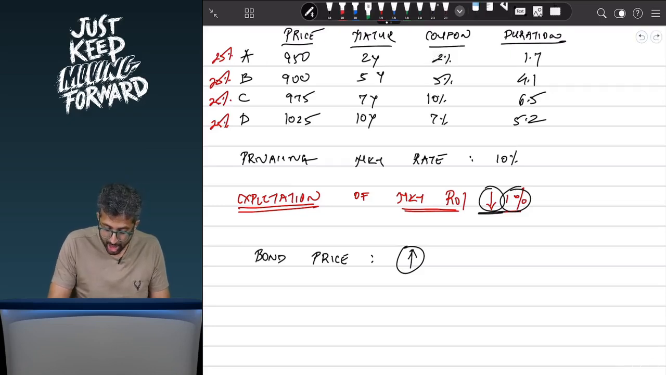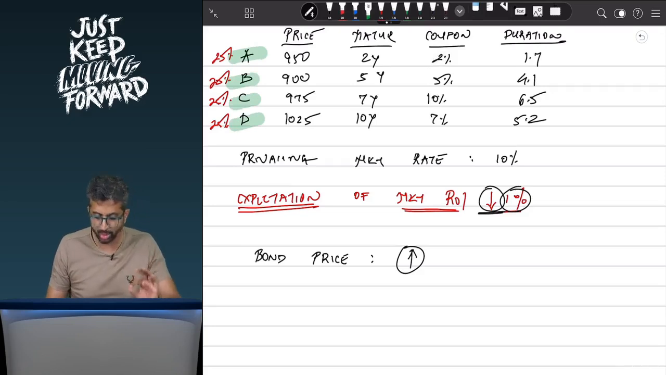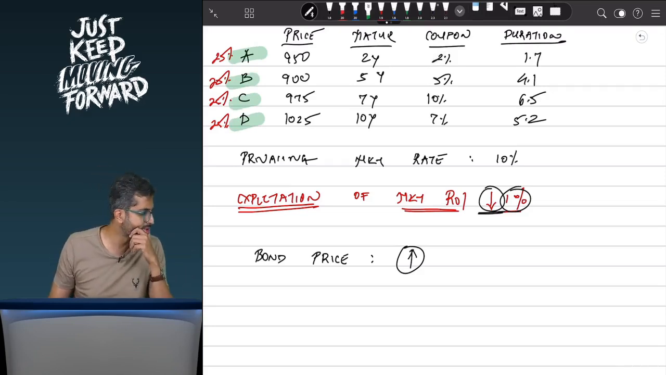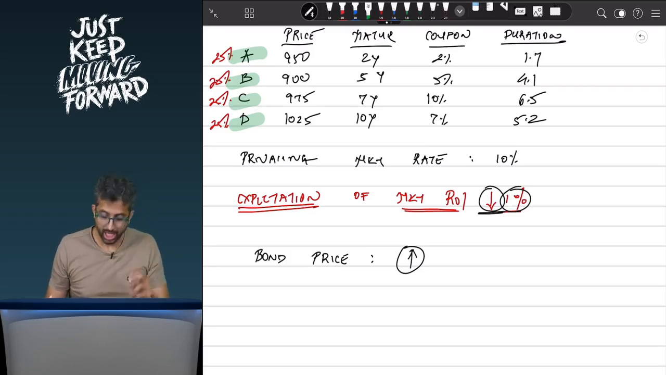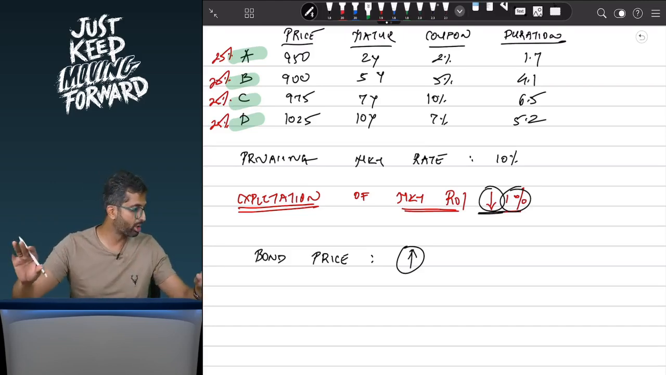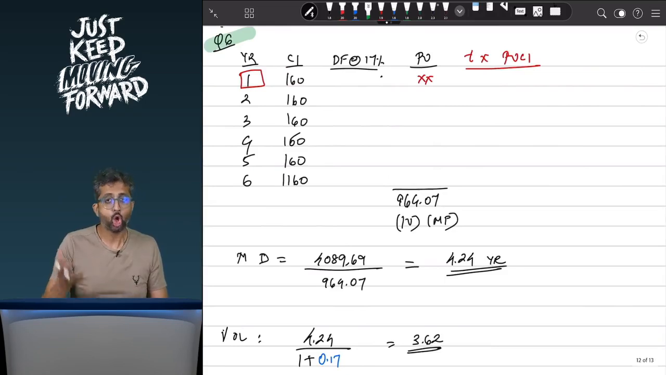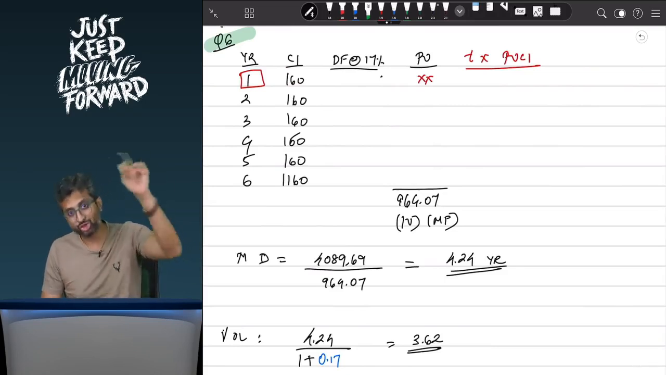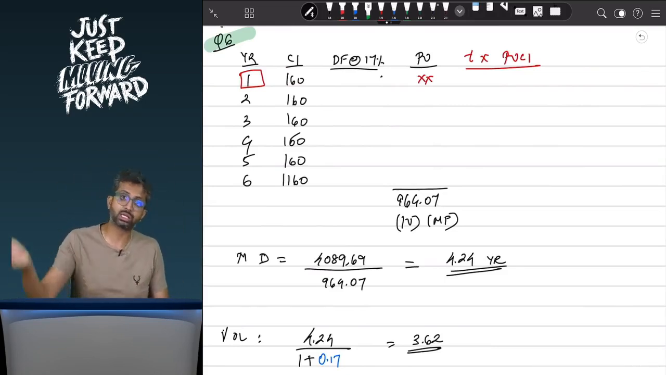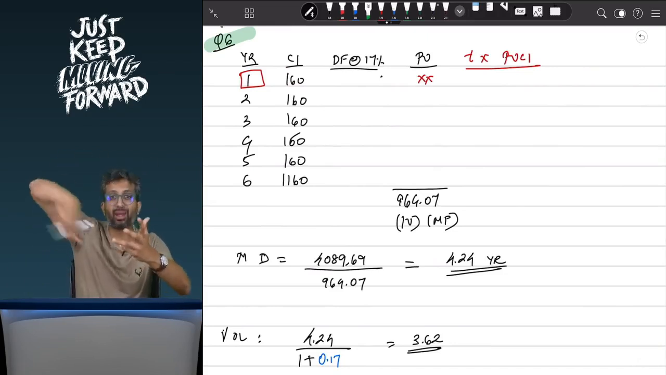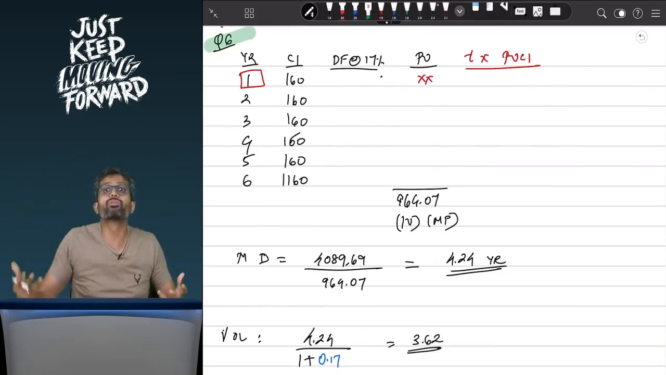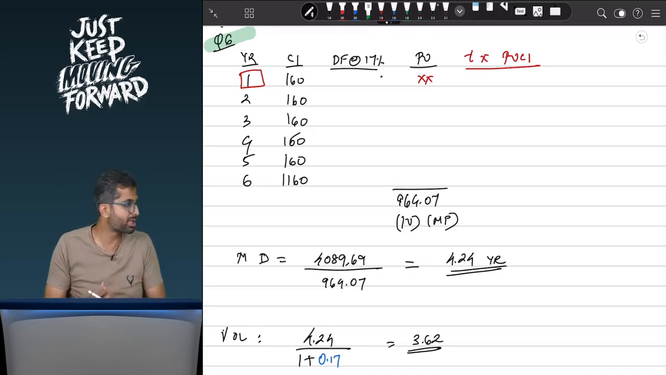Which is the number that you are looking at? One of these bonds is going to rise the most. Which of these bonds? See, some students are saying C, some students are saying D. No, coupon you don't have to see at all. Remember the decision when we did question number 6. Coupon is one of the factors, maturity is also one of the factors, discount factor is also one of the factors. Which is the number which takes all of them into consideration?